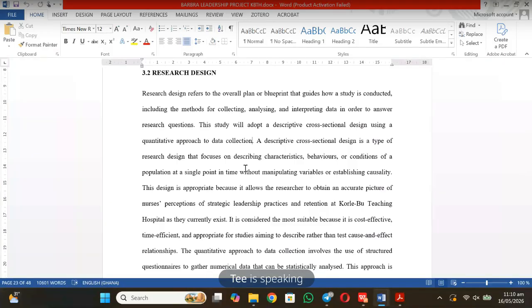So please come again. If someone decides to do a retrospective study, retrospective is not cross-sectional. So let's say your group has decided to do a retrospective study. How will you write the research design section? Who wants to try?